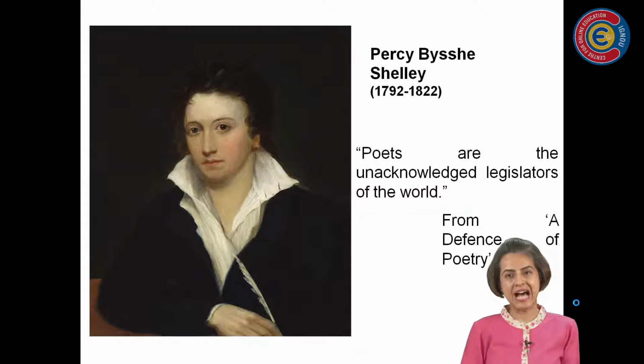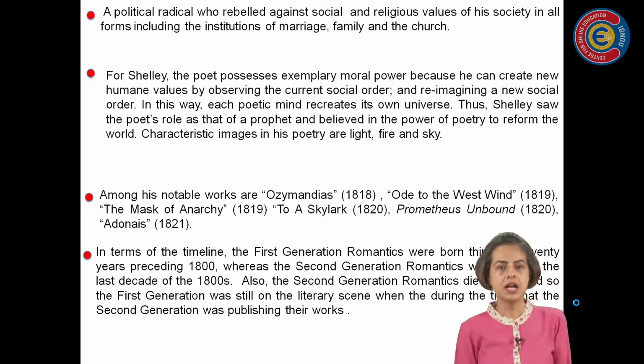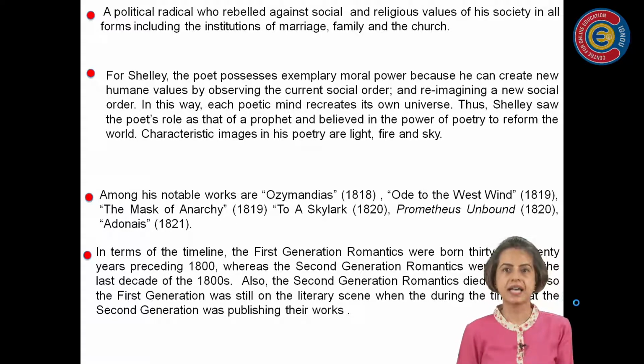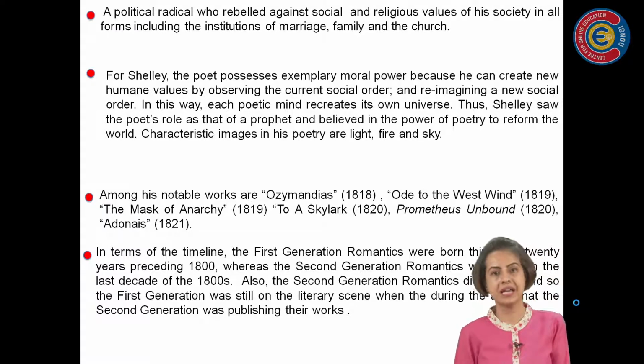Finally, we come to the last poet in the second generation of Romantic poets, which is Shelley, who famously said that poets are the unacknowledged legislators of the world. Now, Shelley was a political radical who rebelled against social and political values of his society in all forms, including institutions of marriage, family, and the church. For Shelley, the poet possesses exemplary moral power because he can create new humane values by observing the current social order and reimagining a new social order. In this way, each poetic mind for Shelley recreates its own universe. Thus, Shelley saw the poet's role as that of a prophet and believed in the power of poetry to reform the world. Characteristic images in his poetry include light, fire, and sky.